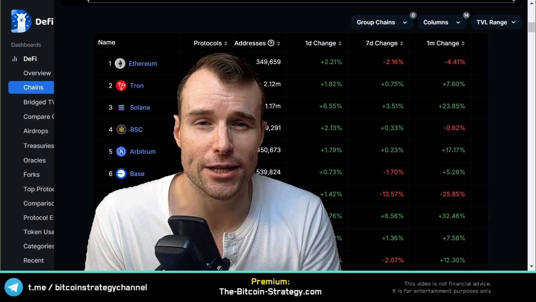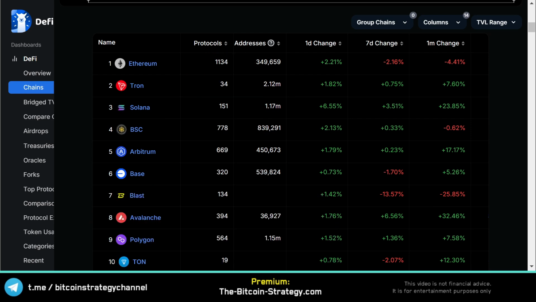Let's have a look how fast Solana is growing. Very often when I look at this table, we actually see Solana as one of the main winners. Have a look at the total value locked change in the last month. Solana is one of the top gainers together with Avalanche. Almost 24% of gains in total value locked. Ethereum has even seen a contraction in its total value locked.